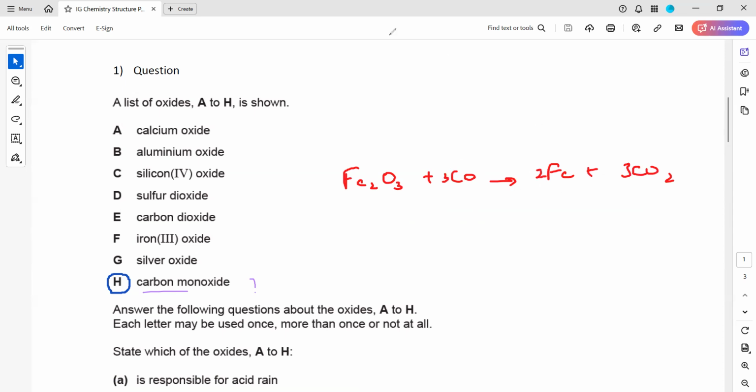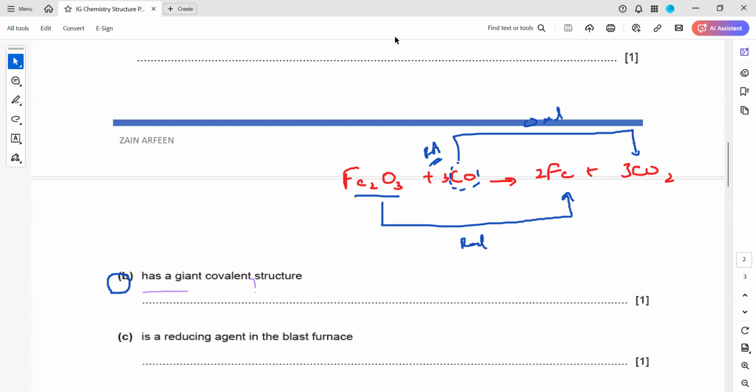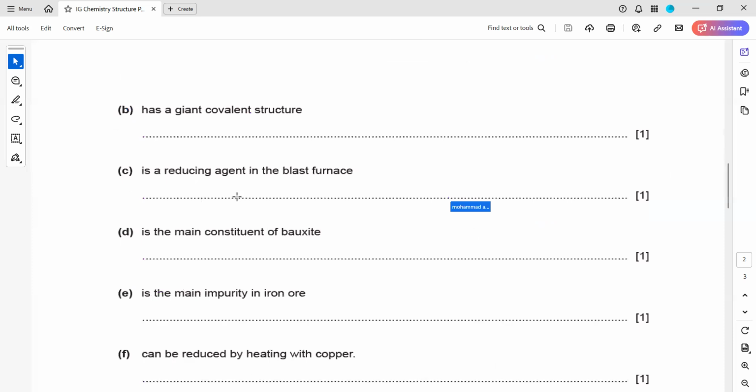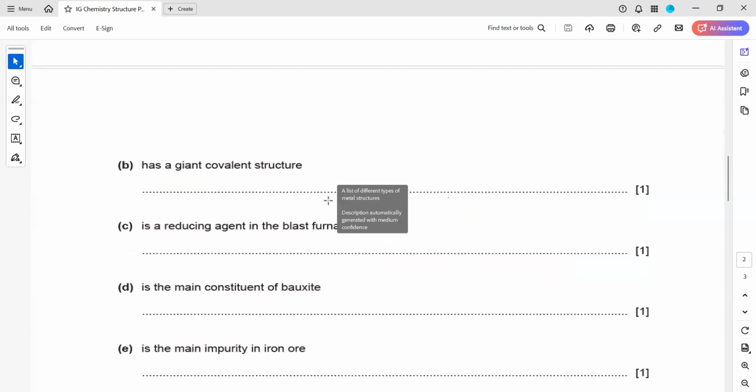So what is happening here? The iron 3 oxide is being reduced and carbon monoxide is being oxidized. This change is oxidation because of the increase in oxygen number, and for iron 3 oxide this change is reduction because oxygen is removed. So a substance which is oxidized is acting like a reducing agent. In this case, carbon monoxide is a reducing agent. So which of the oxides is acting as a reducing agent? That is carbon monoxide.